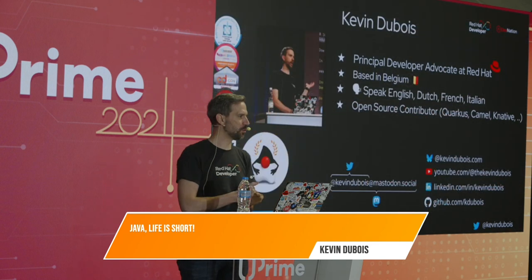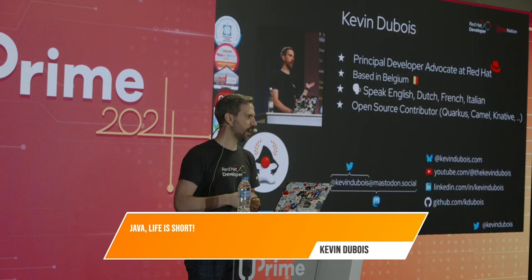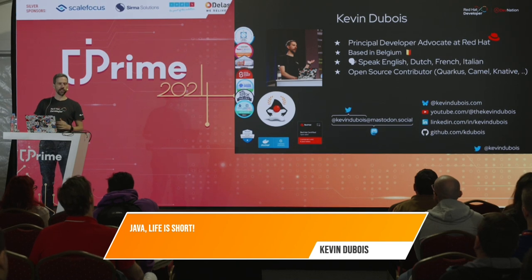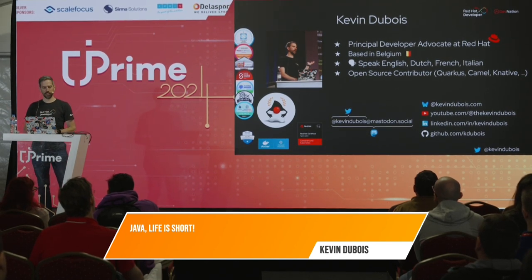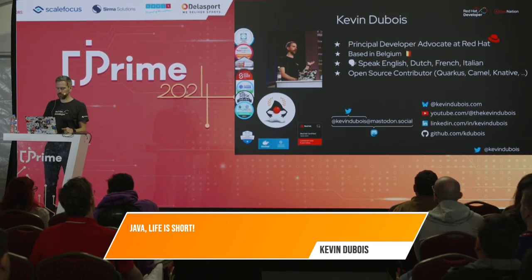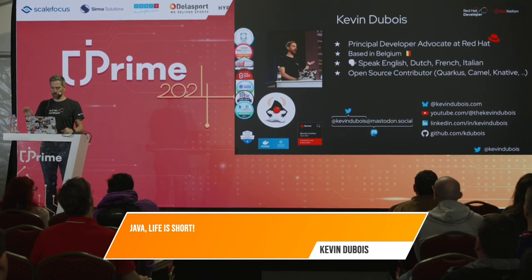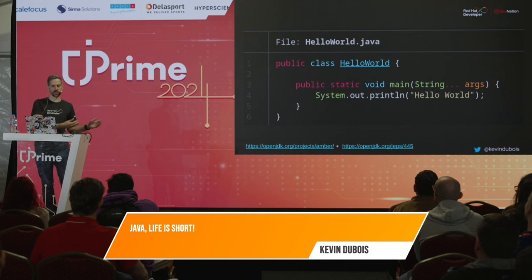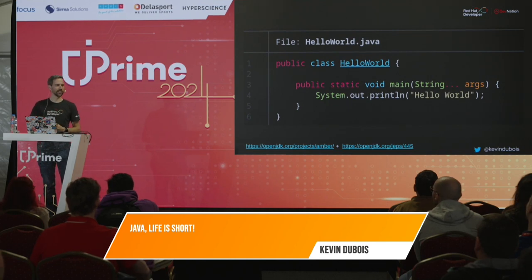So I'm Kevin Dubois. I'm a developer advocate at Red Hat. I'm based in Belgium. And of course, I'm a big fan of open source. And yeah, you can see I'm also a Java champion and all that stuff. But yeah, so we're talking about Java, right? So everybody knows our classic Hello World example, right?